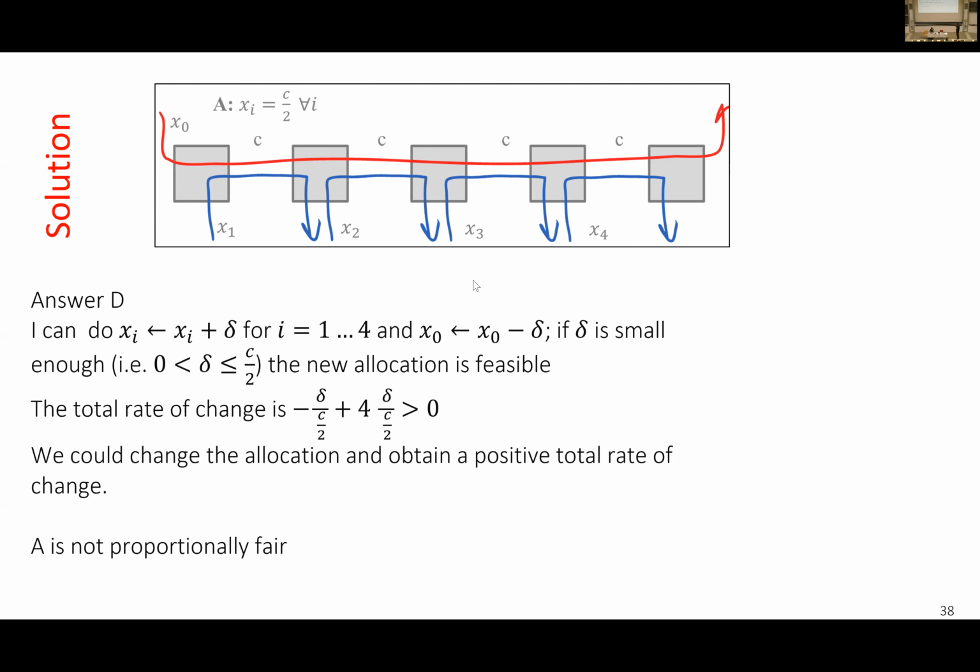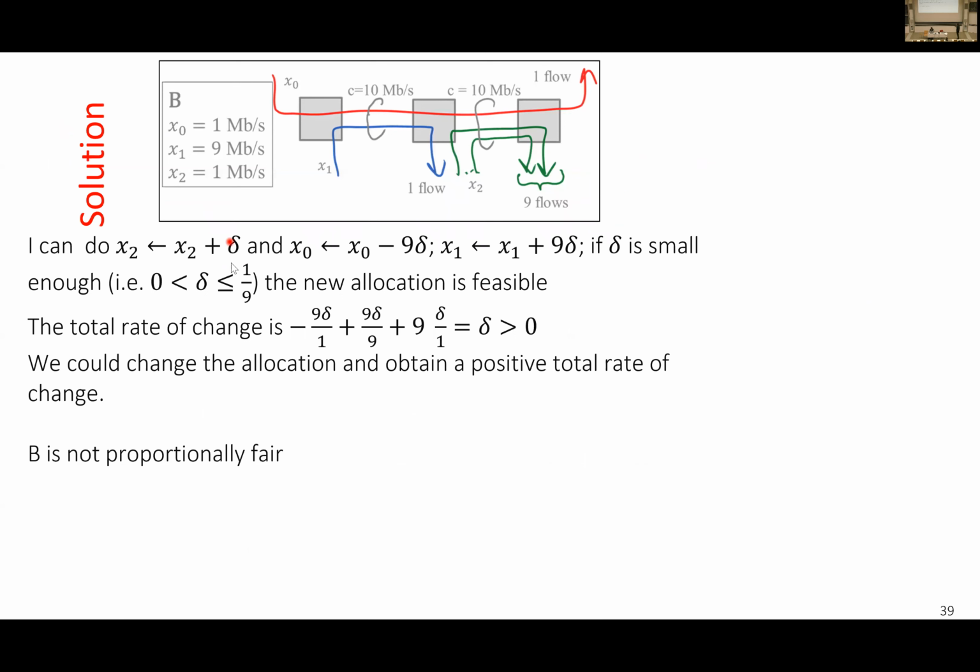We can verify the same thing here. If I decrease x0 by 9 delta, I can give the same delta to each of the green flows, and x1 can be increased by plus 9 delta. And if we do the total rate of change, it's also positive. Not by much, but it is positive.